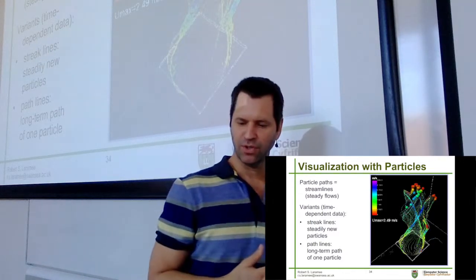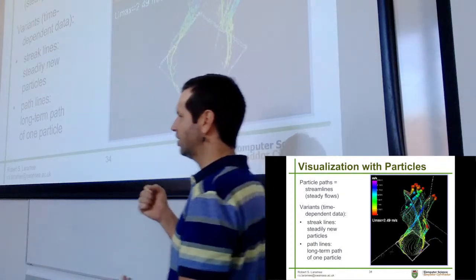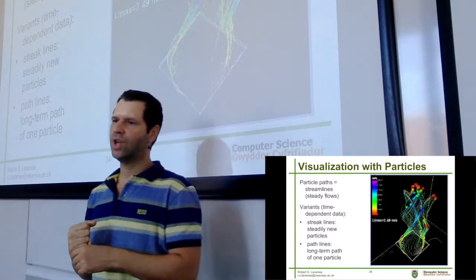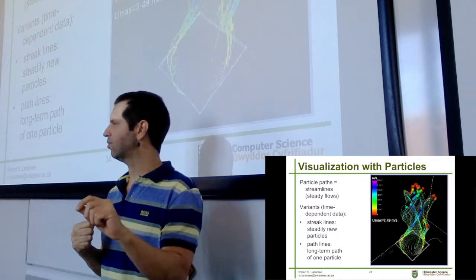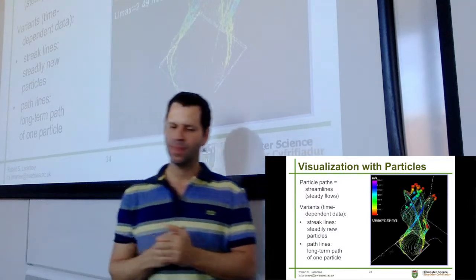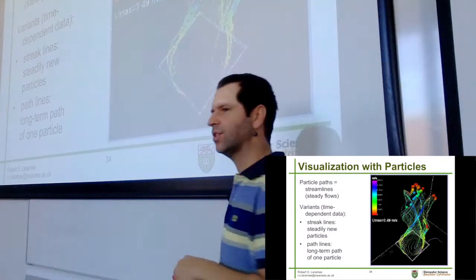And then there are streaklines. Streaklines are analogous to injecting dye, a source of dye or color, into the flow, and then watching the curve that dye traces out in the flow. So they're not always tangent to the flow, actually.